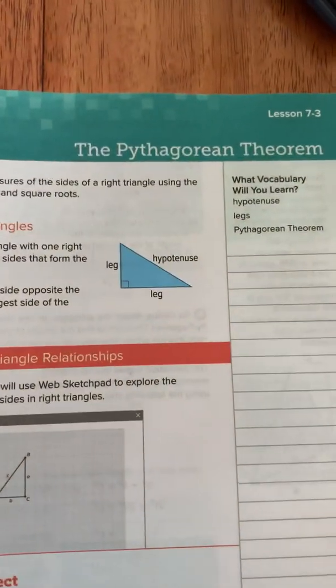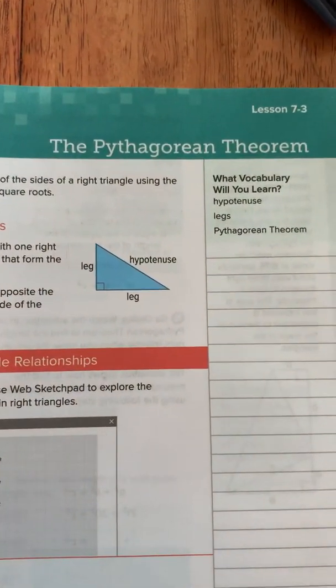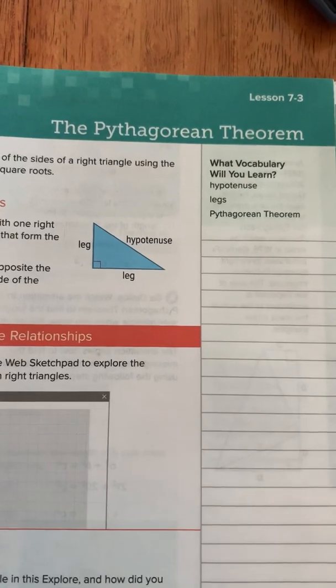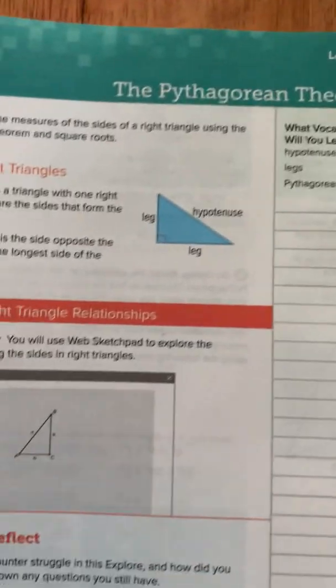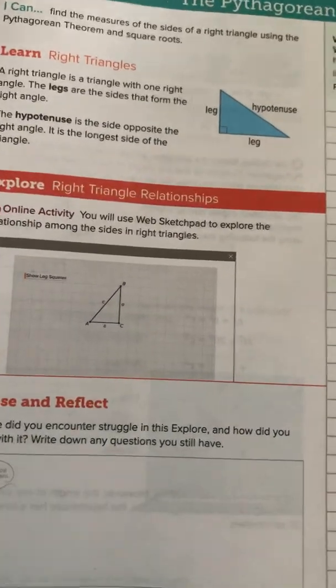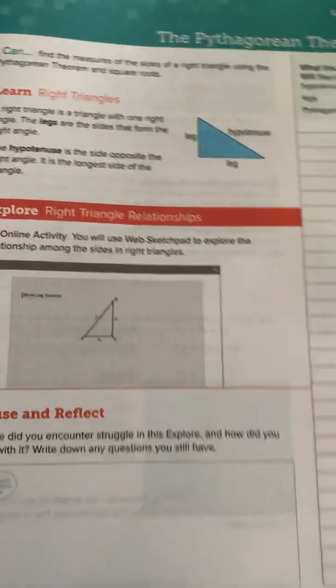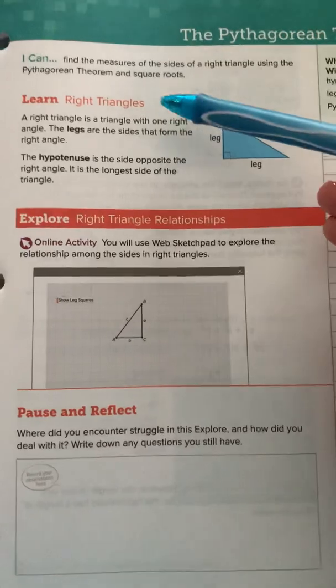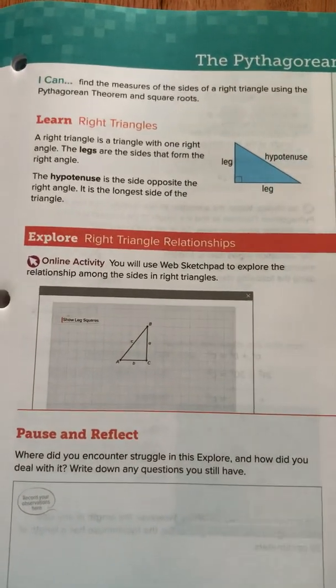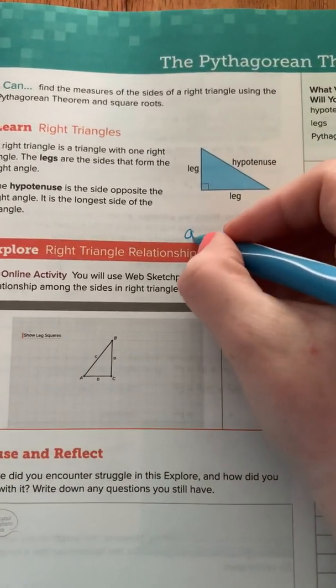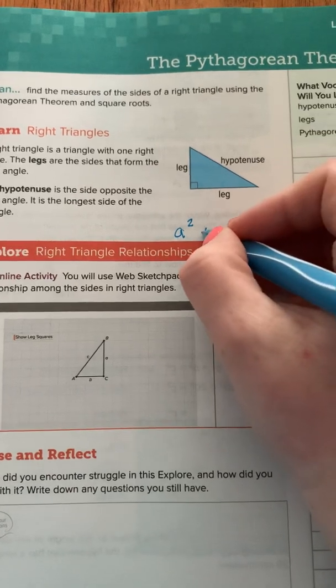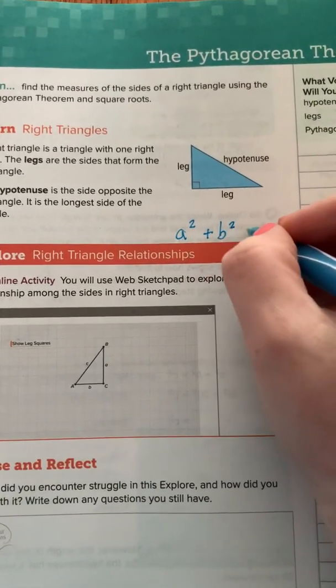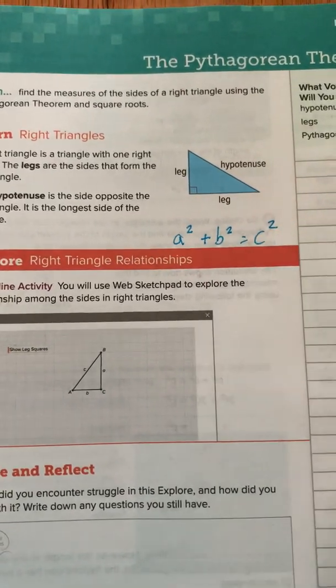This is the Pythagorean theorem. I'm going to say it again. The Pythagorean theorem. This is pretty important for all geometry lessons going forward in your high school career. The main point of it is a squared plus b squared equals c squared.